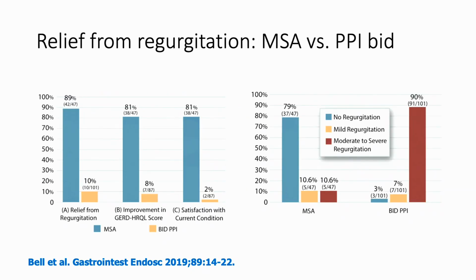As you know from this study, regurgitation was relieved much better with the magnetic sphincter augmentation compared to PPI BID, in terms of relief of regurgitation, relief of GERD-related quality of life symptoms, and overall satisfaction with the reflux condition in patients who were suffering from moderate to severe regurgitation. And what the study also shows is that the vast majority of patients following magnetic sphincter augmentation had no regurgitation, almost 80%, whereas on doubling the PPI dose, 90% of the patients were still having moderate to severe regurgitation.